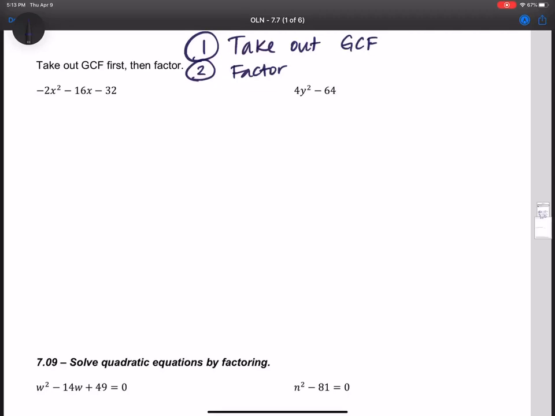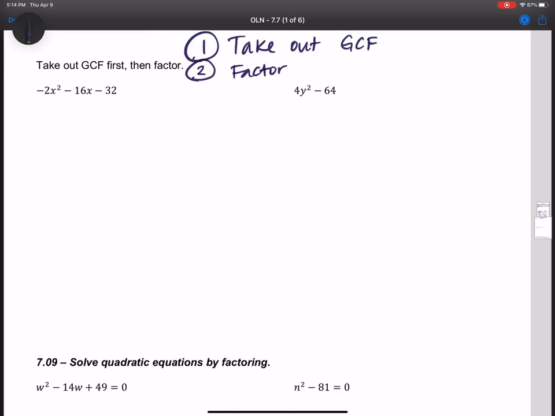For this video, we're going to put the two previous videos together. When it says take out a greatest common factor first, we do that because it makes the problem a lot easier to solve. And then from there, you factor what's left over once you take out the greatest common factor.